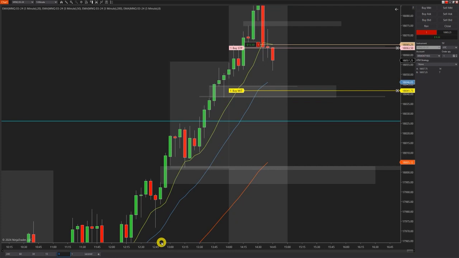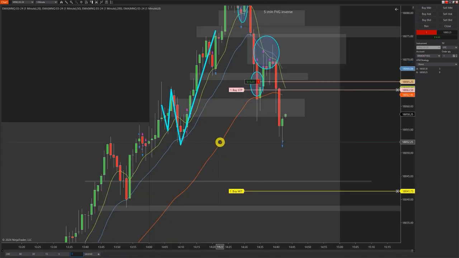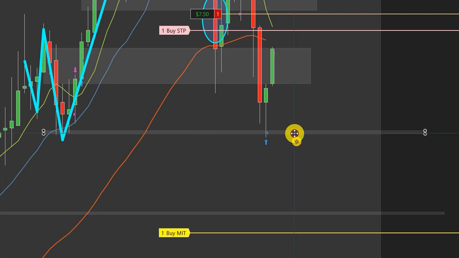Let's see what happens. It did, look at that. It did sweep this little area, just this little teeny area right here. It swept it by a couple of ticks. It did. It went down past my stop.